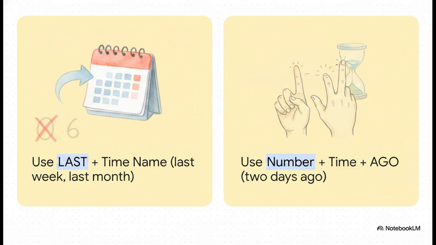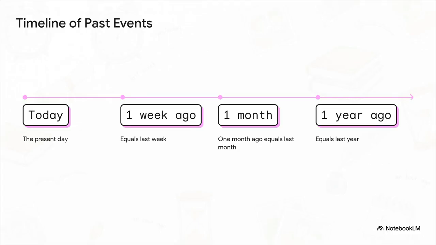The biggest takeaway here, never, ever mix them up. You cannot say something like last 2 days ago. That is a total grammar collision. If it helps, try picturing time as a line moving backwards. The point in time that we call 1 week ago actually falls in the exact same spot on that timeline as last week. It's the same thing for 1 month ago. It holds the exact same value as last month. Both phrases refer to identical moments in time. We're literally just using 2 different grammatical formulas to express them.